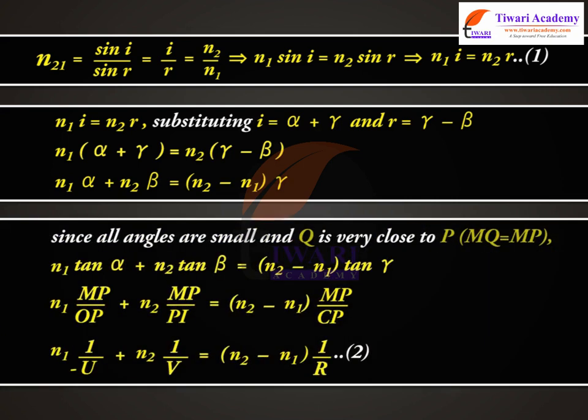Since all angles are small and Q is very close to P, MQ is equal to MP, we can write n1 tan alpha plus n2 tan beta is equal to (n2 minus n1) tan gamma. n1 MP by OP plus n2 MP by PI is equal to (n2 minus n1) MP by CP. n1 times 1 by minus u plus n2 times 1 by v is equal to (n2 minus n1) times 1 by R. Equation 2.